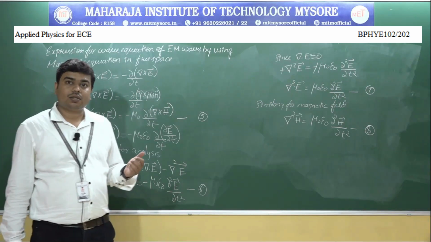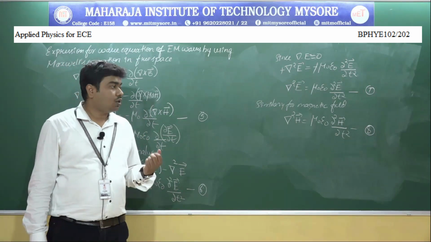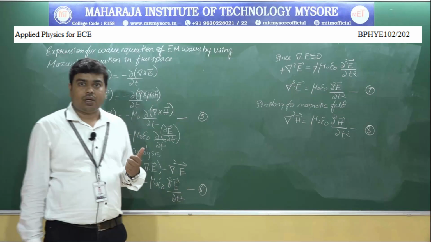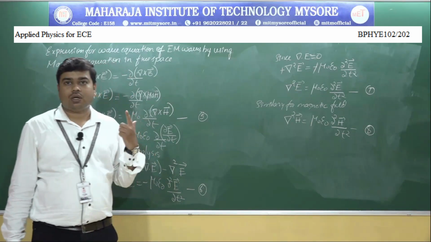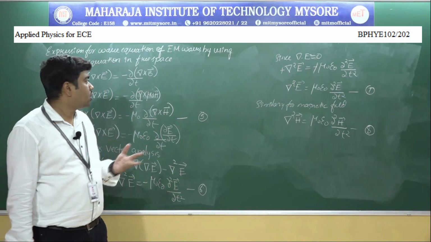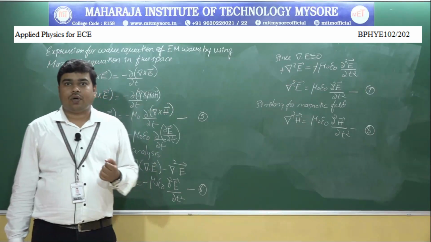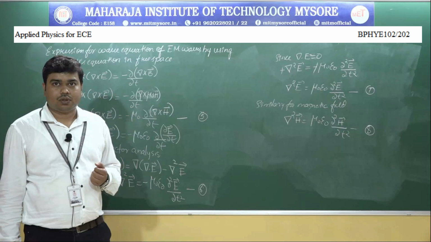So far in this session we have discussed three derivations. One is the expression for the Maxwell's Ampere equation, second is the expression for the displacement current, and third is the expression for the wave equation of electromagnetic waves using Maxwell's equations.